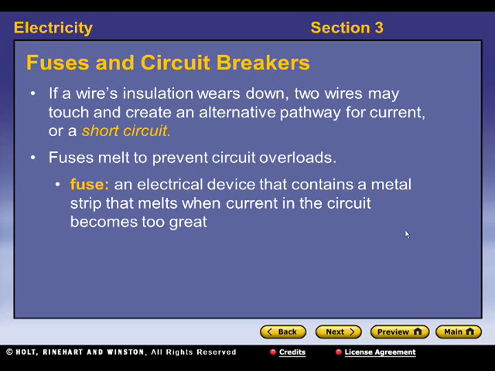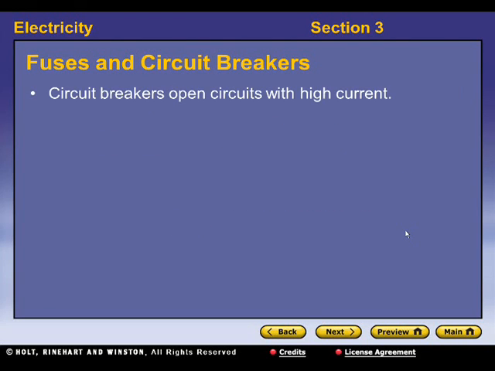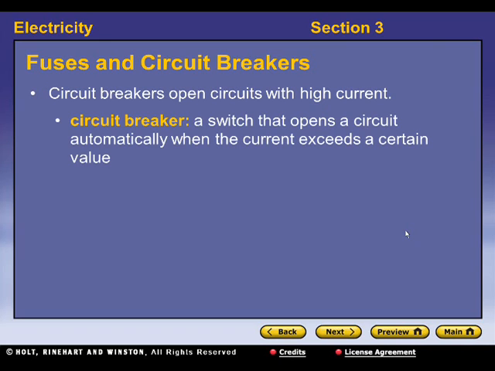So a fuse basically is just an electrical device that contains a little metal strip that melts when the current in the circuit becomes too great. It's kind of like a resistor in that it has a certain resistance and it heats up so much that it will literally melt in two and open the circuit so that you don't have a short circuit.